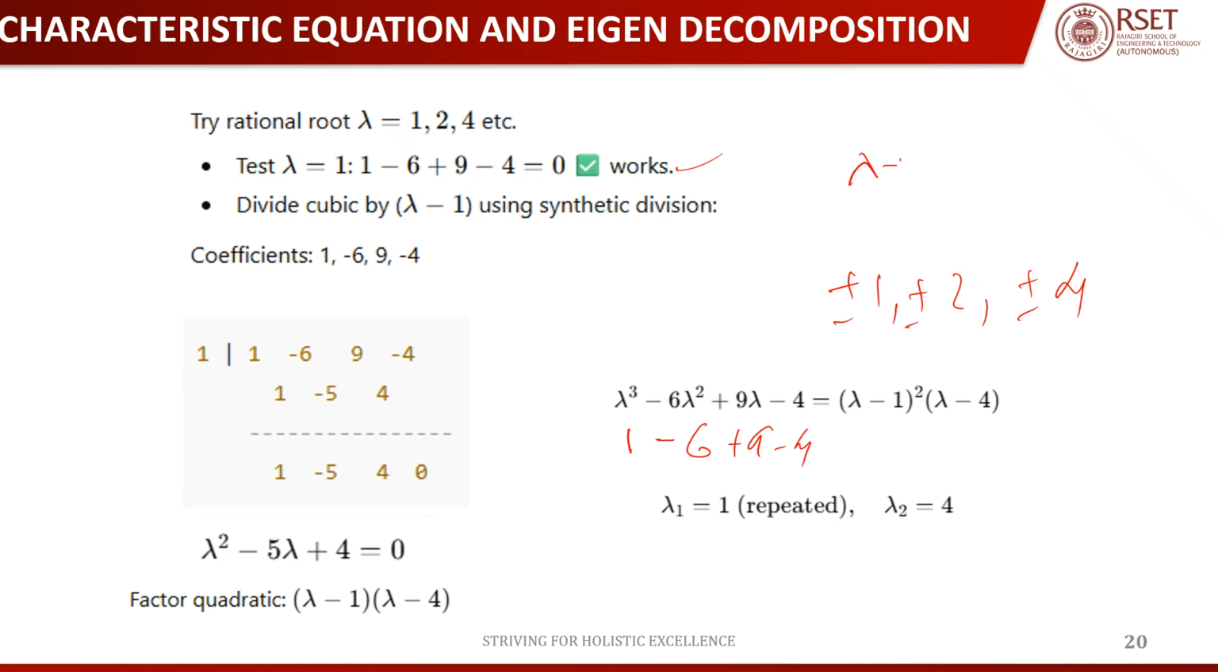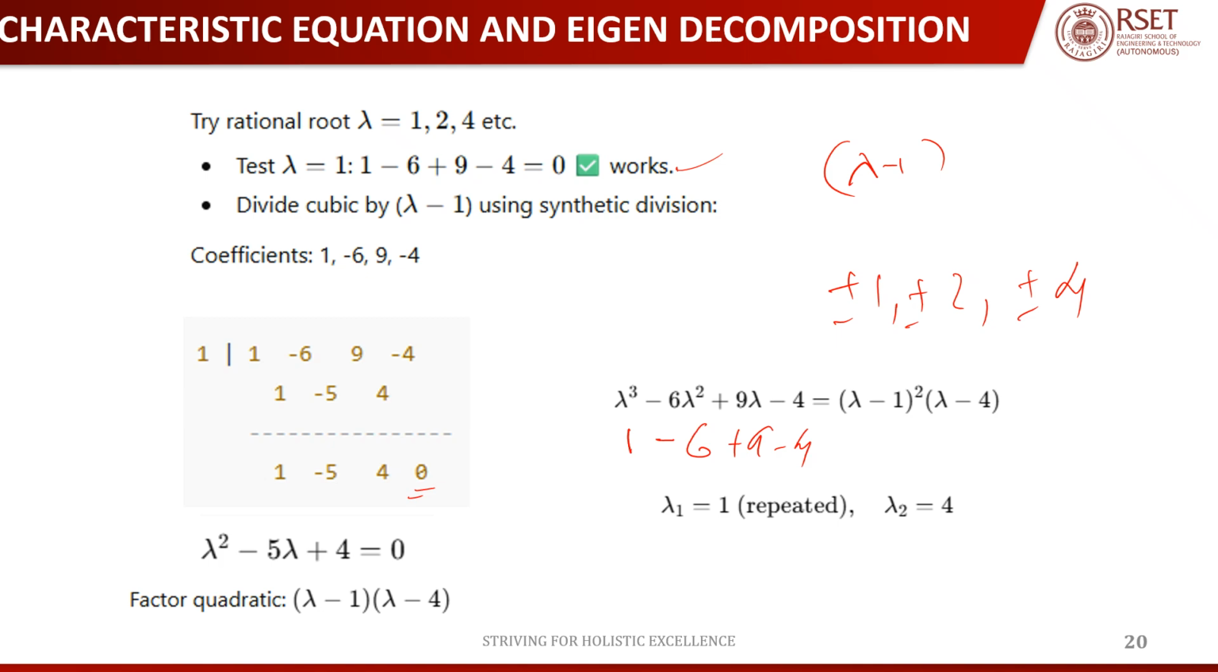This will imply lambda minus 1 will be a factor of the given cubic polynomial. Then use the synthetic division as I mentioned before. Do the lambda minus 1, since it's 1, write it here 1, and just take this 1 to the bottom, and then multiply 1 into 1 and write it here. Then add negative 6 plus 1, which is negative 5. Then multiply 1 into negative 5, which is here negative 5. Then add 9 minus 5, which is 4. Then multiply 1 into 4, and you have 4, so the last entry should be 0.